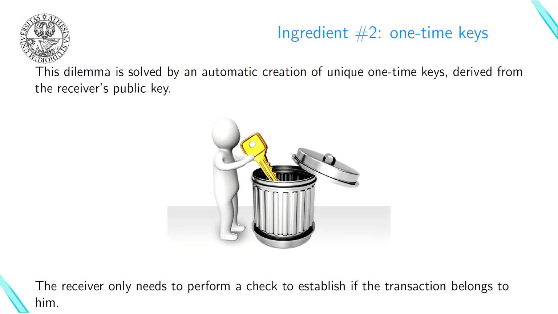The sender can produce only the public part of the key, where only the receiver can compute the private part. Hence, the receiver is the only one who can release the funds after the transaction is committed. He only needs to perform a single formula check on each transaction to establish if that transaction belongs to him. This process involves his private key, therefore no third party can perform this check and discover the link between the one-time key generated by the sender and the receiver's unique public address.